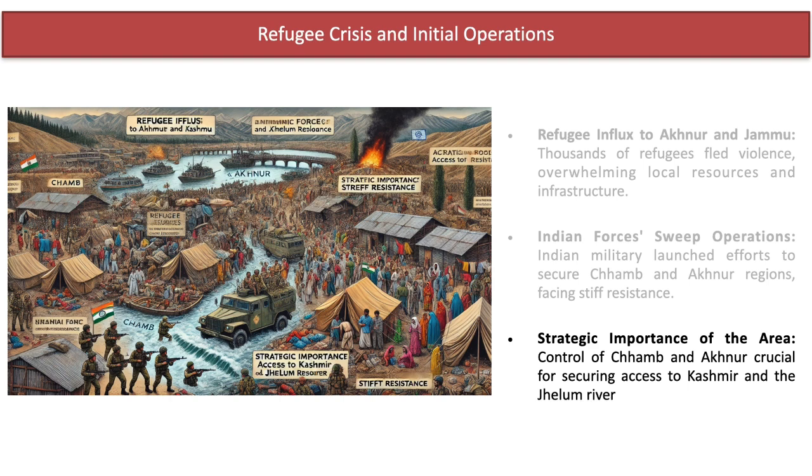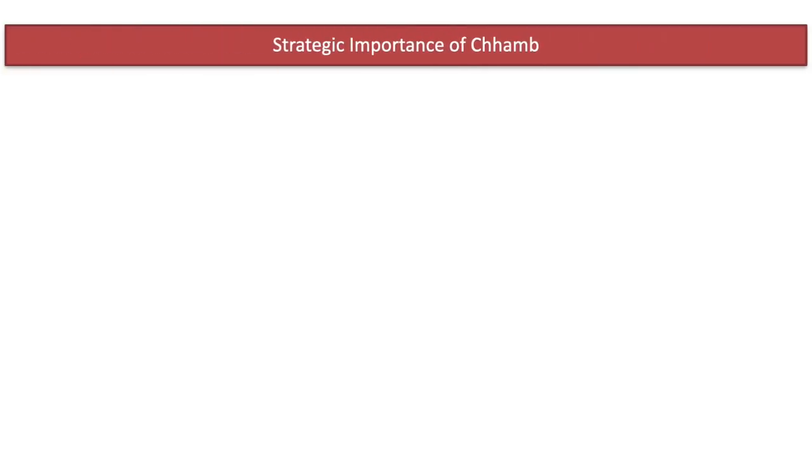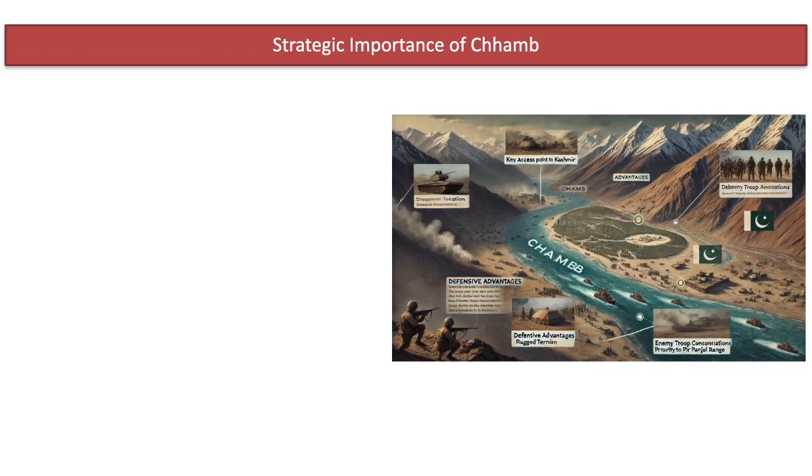And that's the lesson here. Control over these areas was not just a military objective, it was a matter of national security. A matter of ensuring that India could protect its sovereignty and its people, and it was about standing strong and holding our ground no matter the cost. Moving next, we'll have a look at the strategic importance of Chamb.